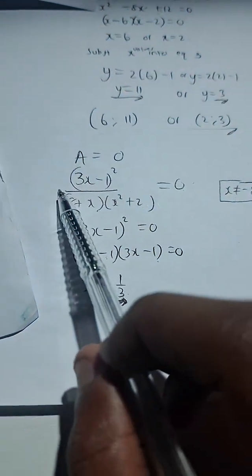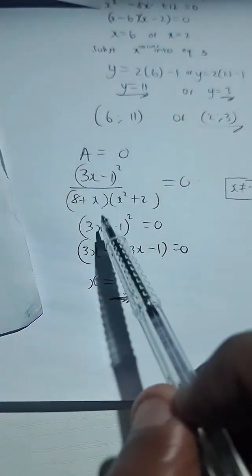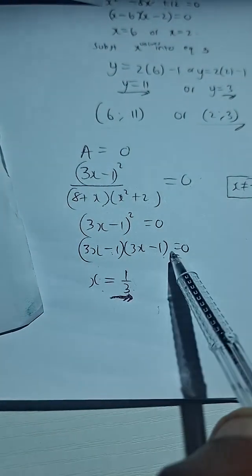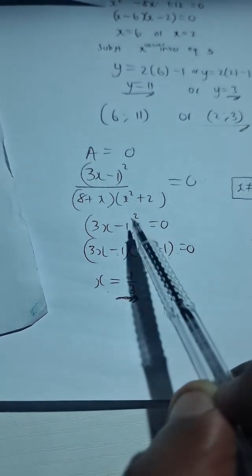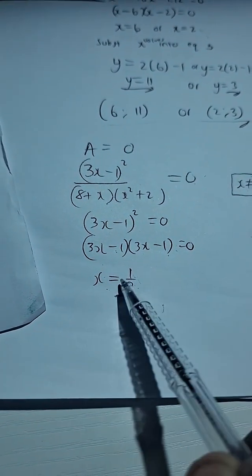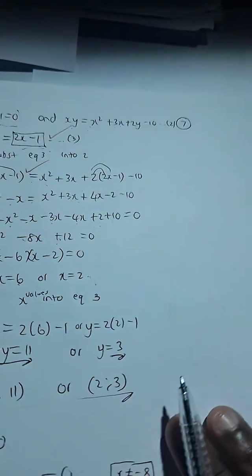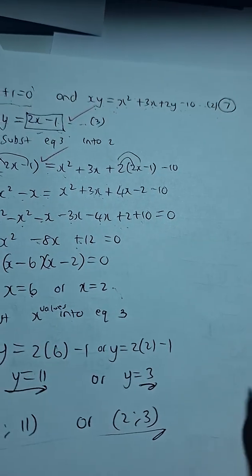Then when I multiply both sides by the LCD, this gets eliminated. I'm left with 3x minus 1, the whole thing squared. I solve for x, which means these are two brackets of 3x minus 1. When I write down my roots, x is equal to 1/3, and I hope you understand why I wrote down x is equal to 1/3. I really hope so.